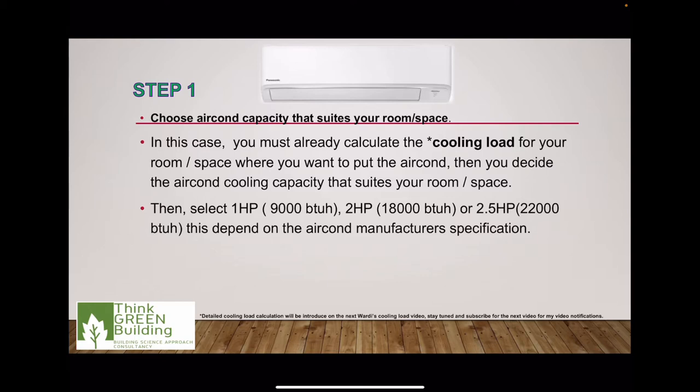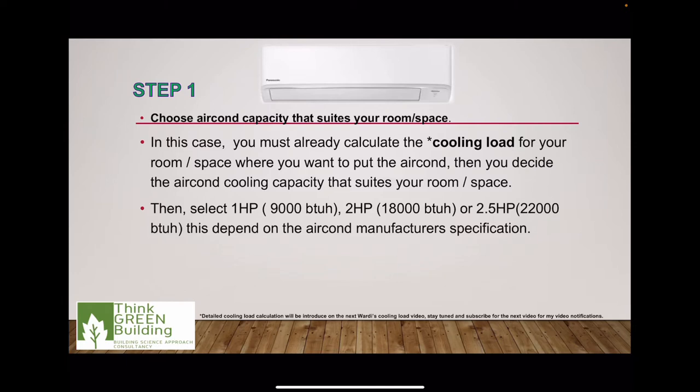Okay, step number one, choose aircond capacity that suits your room or space. In this case, you must already calculate the cooling load for your room or space, and decide where you want to put the aircond. Then you choose the cooling capacity that suits your room. Further cooling load calculation will be discussed in the next video, so stay tuned.